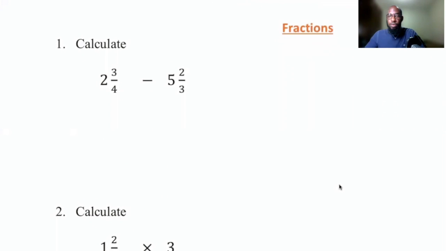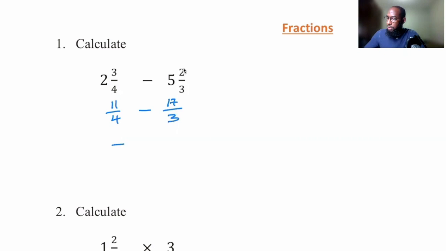All right, so the first thing you do, you change the mixed fraction into an improper fraction. So how do you do that? You say 4 times 2 is 8, plus 3, 11. So we have 11 over 4 minus 5 times 3 is 15, 15 plus 2 is 17. We have 17 over 3.